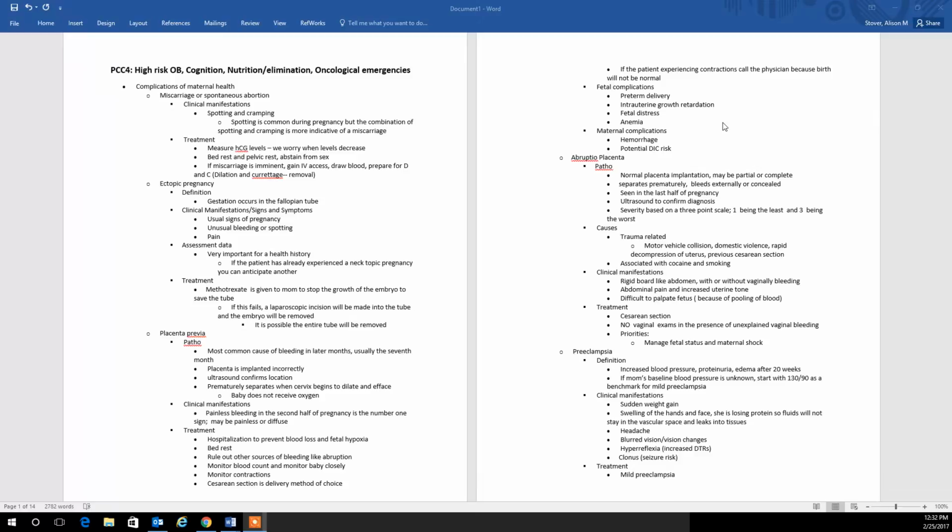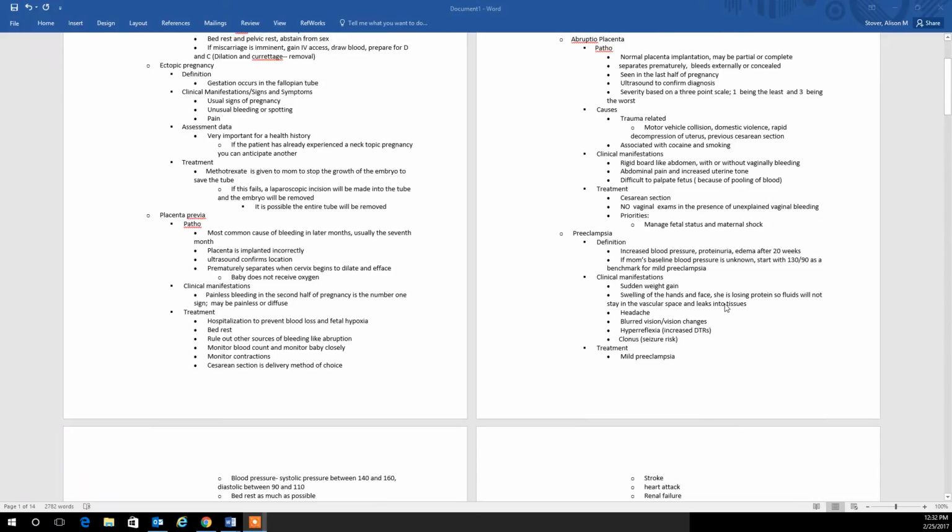Manifestations include rigid board-like abdomen, may or may not have vaginal bleeding, abdominal pain, and then difficulty palpating the fetus. Treatment: cesarean section. Remember in your OB patients, if they have unexplained vaginal bleeding, do not do a vaginal exam. Priority is, of course, monitor mom and baby and prevent fetal and maternal shock.